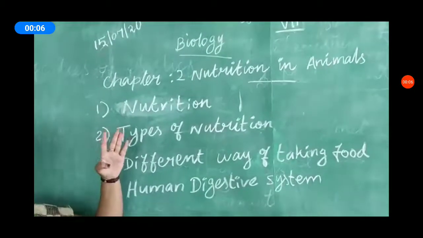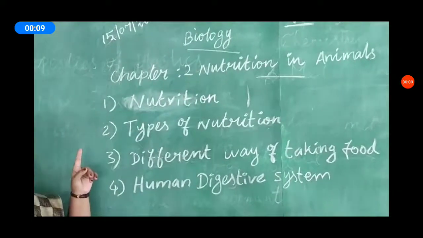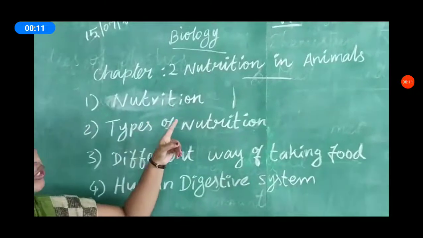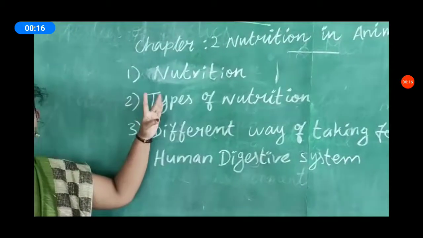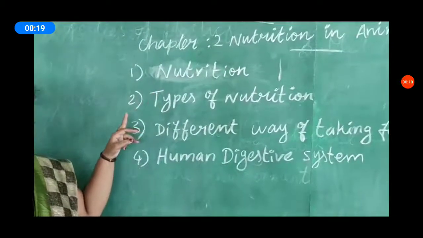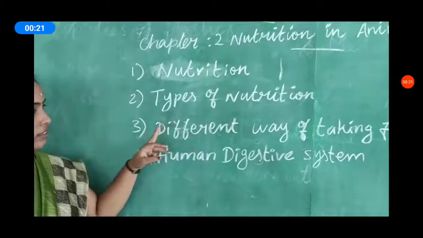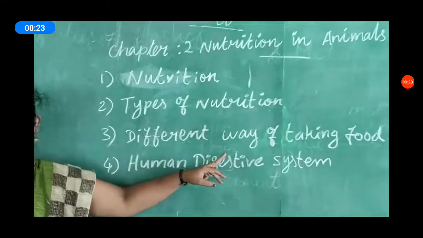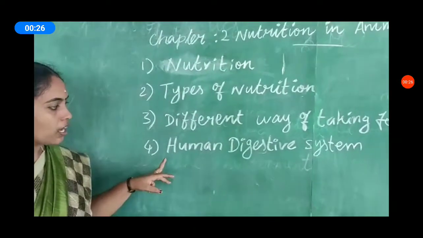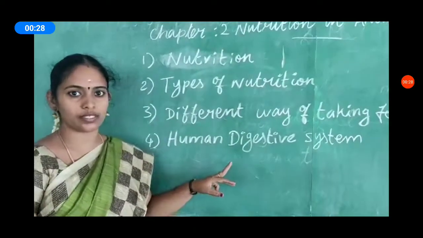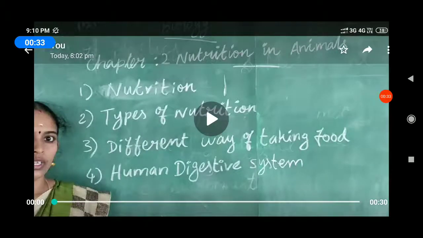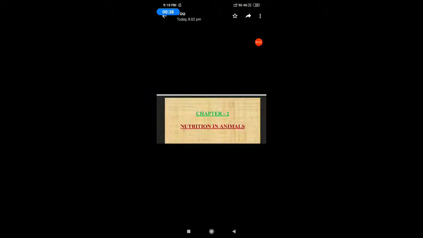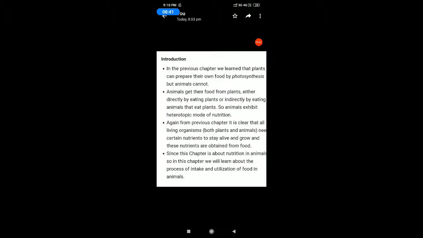Okay, now biology section. Today we are going to learn about chapter 2, nutrition in animals. Now we will discuss nutrition, types of nutrition, different ways of taking food, then the human digestive system.